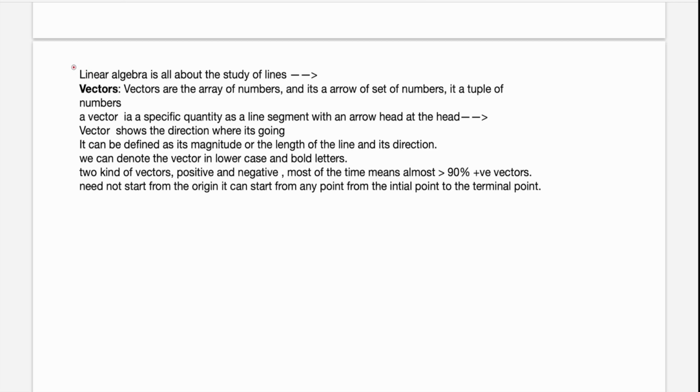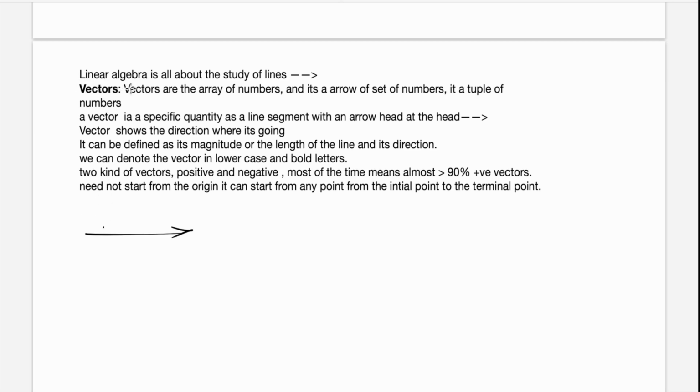So as we discussed in our previous lectures, what do you mean by linear algebra and its usage in our machine learning? Linear algebra is all about the study of lines. So what is the study of lines? As we go briefly into the concept of vectors, you're going to understand. What do you mean by a vector? Just an array of numbers. Vectors are just an array of numbers.